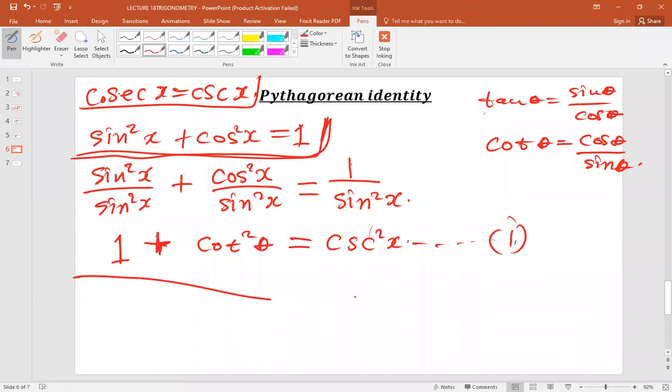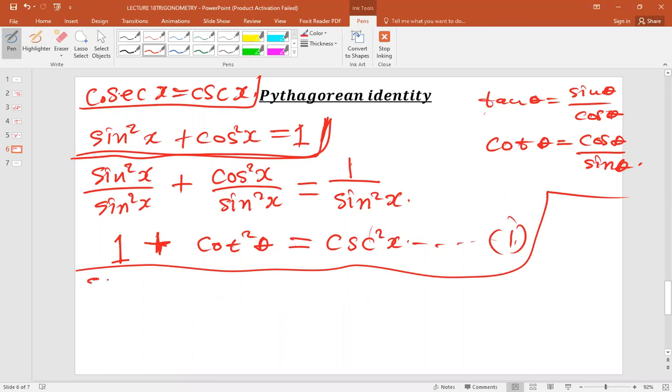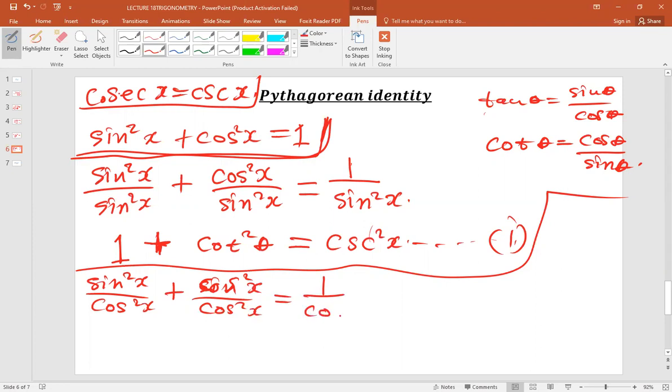So let us now try to divide the same Pythagorean identity by cos. This time around, we're going to divide it by cos squared x. So I have sine squared x divided by cos squared x. Then I have plus cos squared x, and I'll divide this by cos squared x as well. Then I'll have 1 over cos squared x. I've just divided this same equation here by cos squared x.